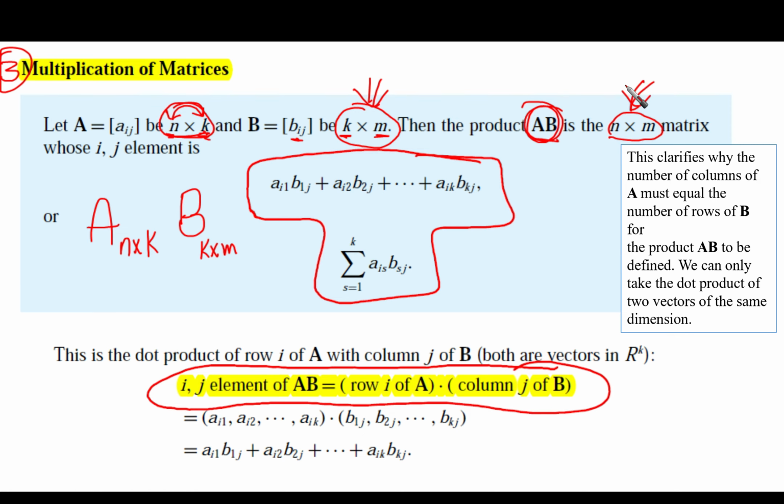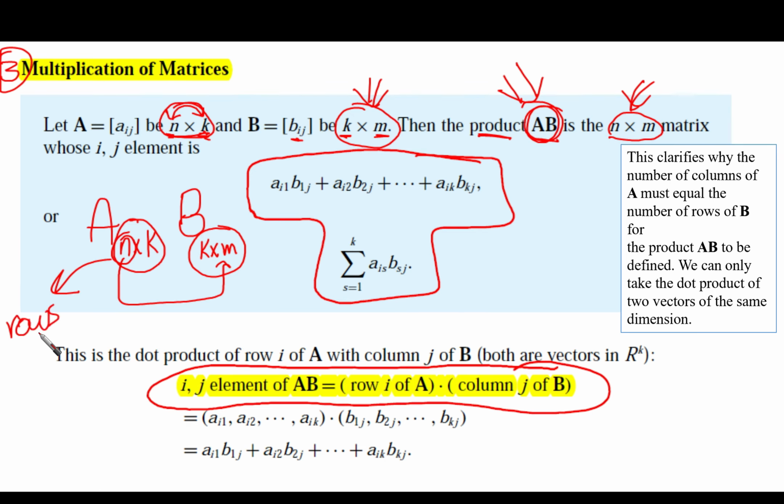So here we said that we have A to be n by k, and we have B to be k by m, but the output or the product AB is going to be something else. It is not going to be the dimension of one of them. It is going to be n by m. Here it is the number of rows of the first matrix, and here it is the number of columns of the second matrix, right?